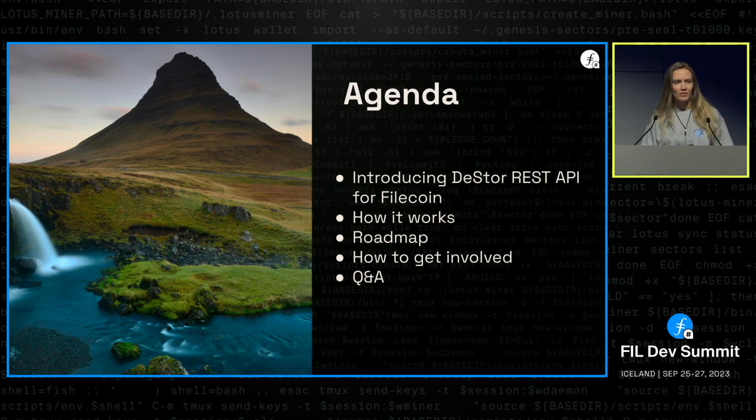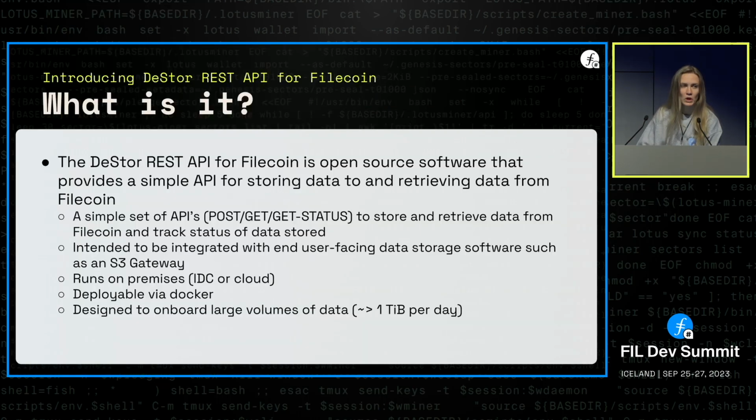Okay, so I'll cover what it is, Distro REST API for Filecoin, what it is, what the roadmap is for now, and for those who are interested, how to get involved, how to get started. So what is it? Distro REST API is an initiative at PL to build open source software that provides a simple standard API for storing and retrieving data into Filecoin.